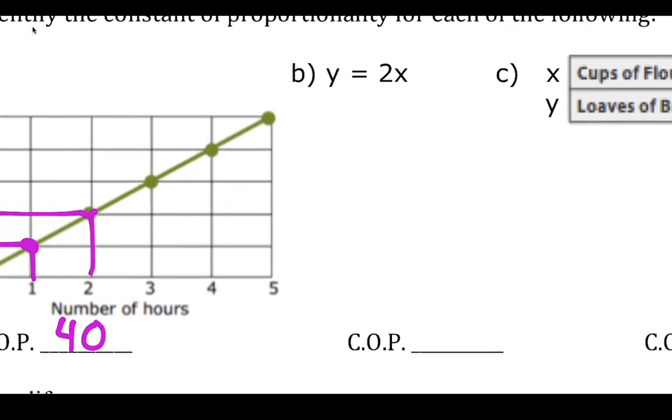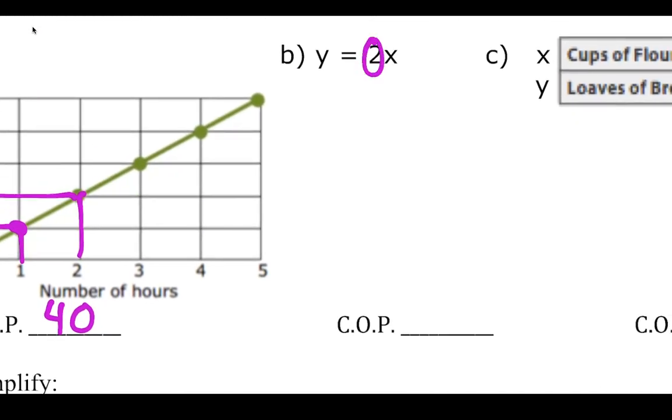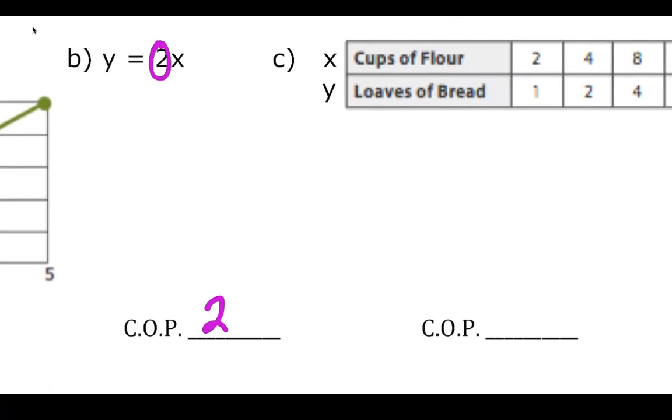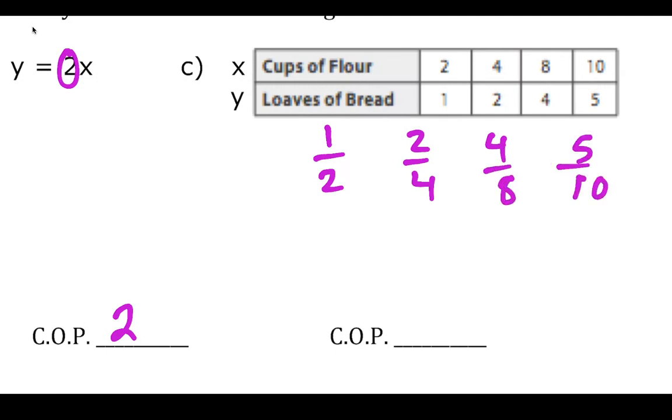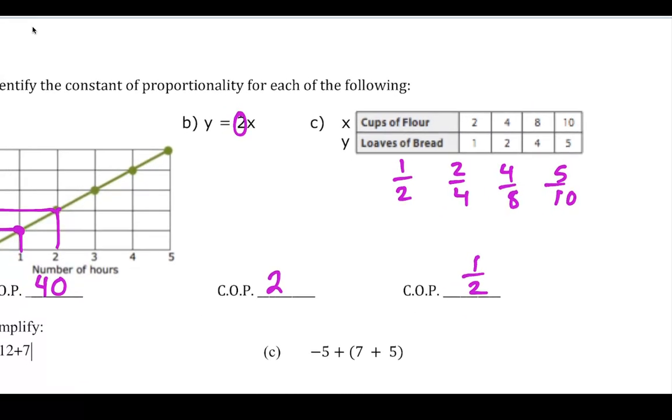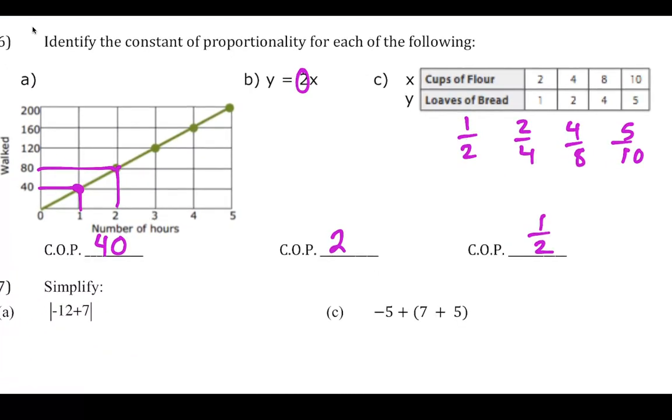Constant of proportionality in an equation is that number that is right in front of the x. So this one is 2. And for letter C, again, it's always y divided by x. And each one of these points, if I do y divided by x, can be simplified to the same thing of 1/2. So find the unit rate, always y divided by x.